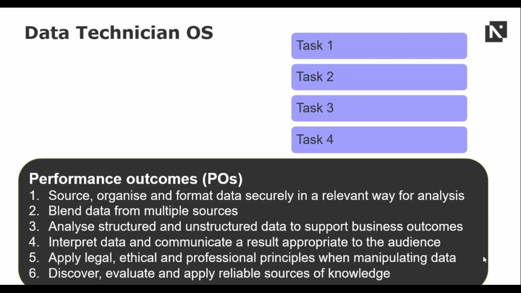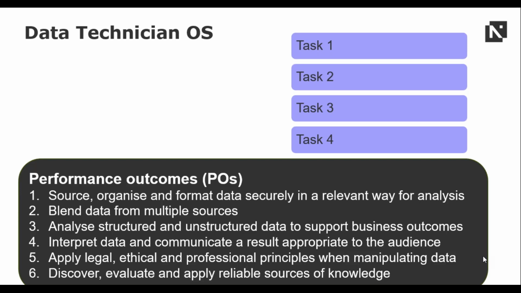The Data Technician OS consists of 4 task-based assignments with a total duration of 29 hours, designed to assess the 6 performance outcomes shown, each of which indicate the knowledge and skills required to enable students to achieve threshold competence in the chosen occupational specialism. For each performance outcome, there will be a list of knowledge and skills. The knowledge statements show what the students need to know, and the skills are what the students need to perform.